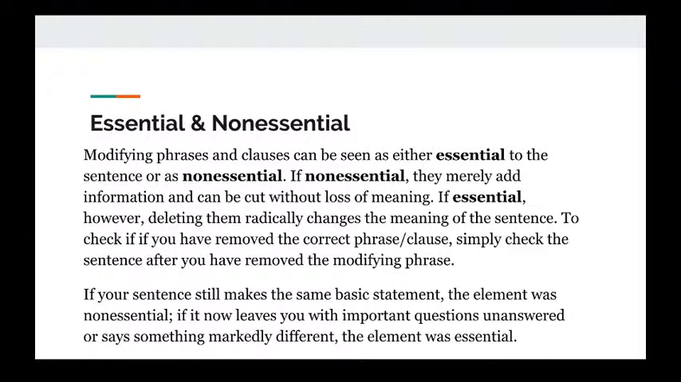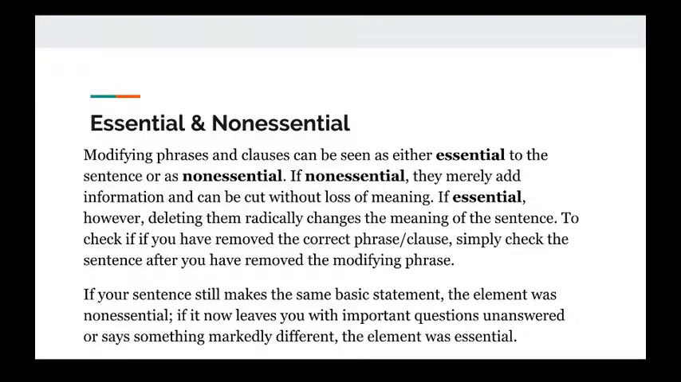Modifying phrases and clauses can be seen as either essential to the sentence or as non-essential. If non-essential, they merely add information that can be cut without loss of meaning. If essential, however, deleting them radically changes the meaning of the sentence. So just to quickly interject, it's very self-explanatory with the words themselves. If it's essential, it's necessary and it needs to be in the sentence. If it's not essential, you can dispose of it. It does not need to be in your sentence.